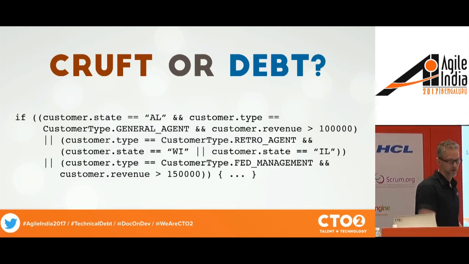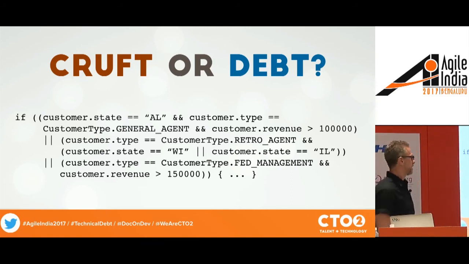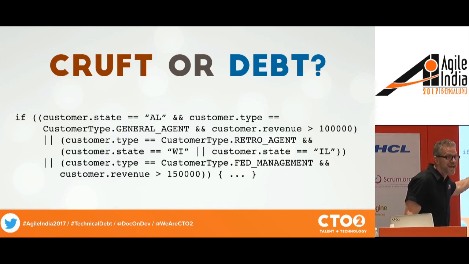And a couple reasons for it. One, when I look at this, I can read all of the things, but I don't know what it does, right? I can see that it's seeing if the state is Alabama. I can see if it's looking for a general agent customer type. I can see blah, blah, blah. I can read through all that, so can you, right? But you don't know what it's actually doing, right? What does that mean? What is the intent of this?